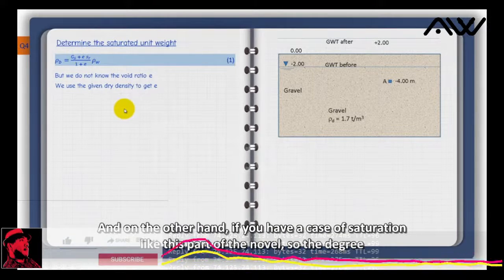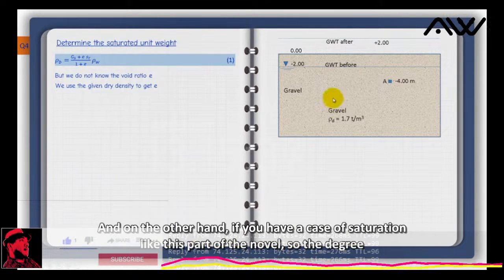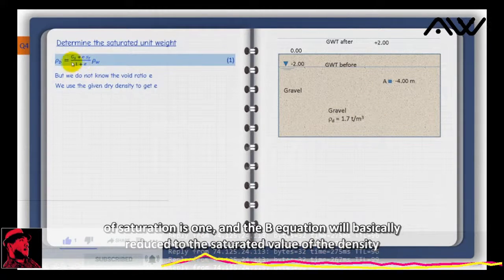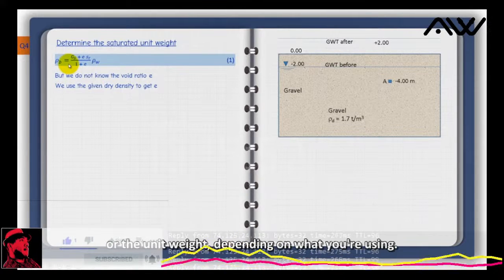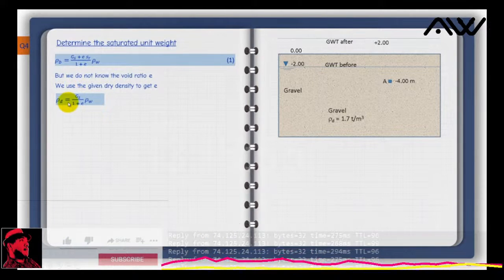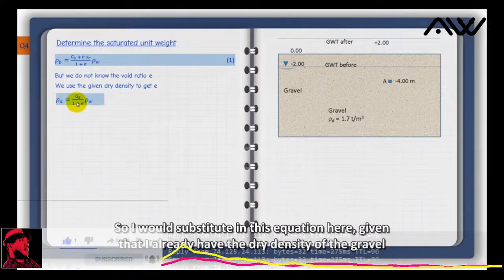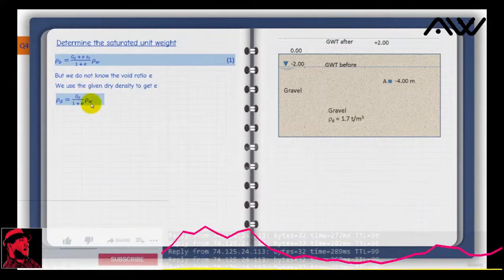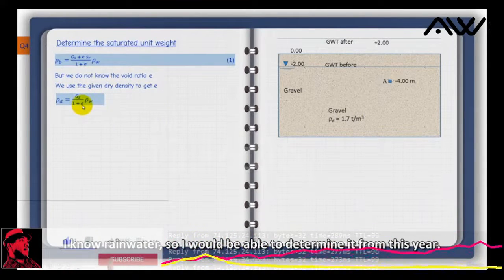On the other hand, if you have a case of saturation, like this part of the gravel, the degree of saturation is 1, and the equation will basically reduce to the saturated value of the density or the unit weight, depending on what you're using. So I will substitute in this equation here, given that I already have the dry density of the gravel, 1.7, and I know G_s, I know rho water, so I will be able to determine e.